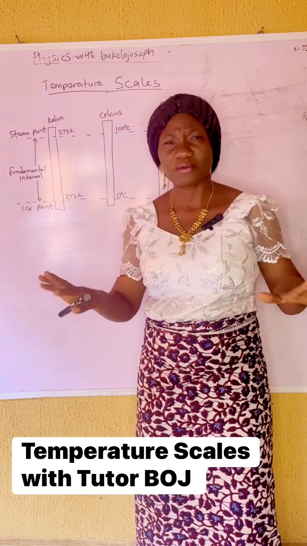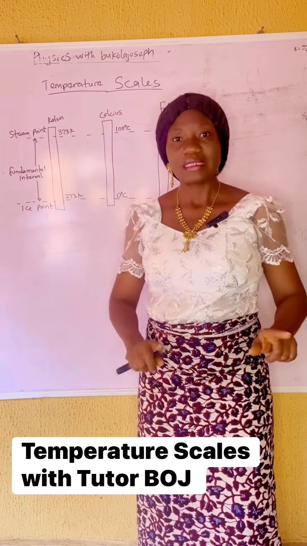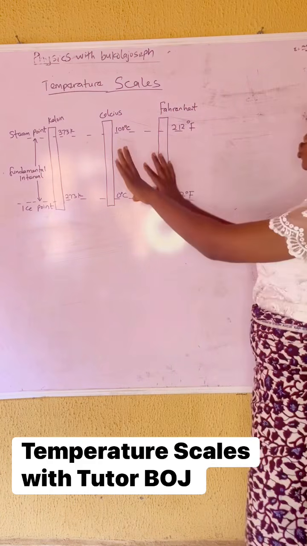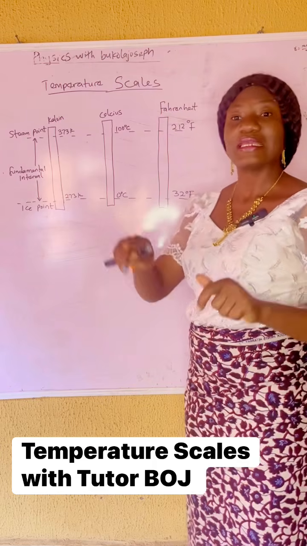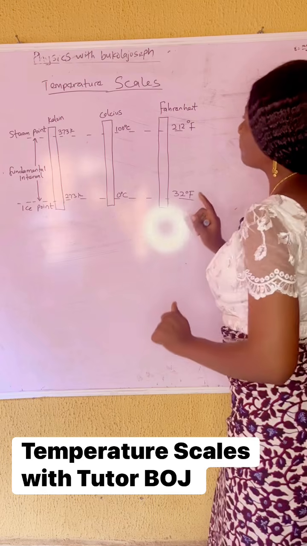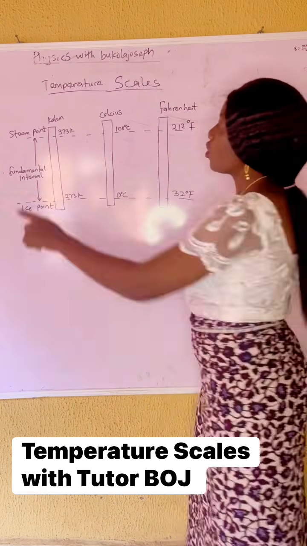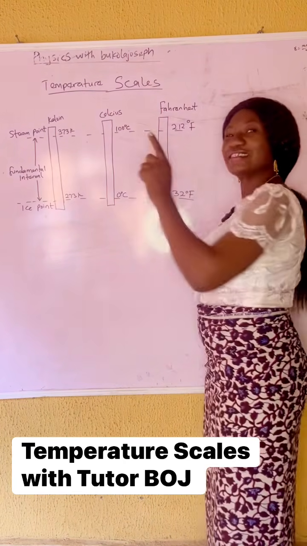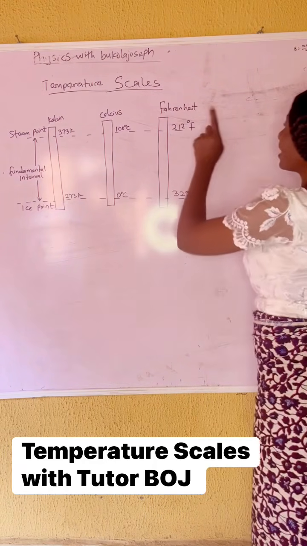There are different types of thermometers that can be used to measure temperature, but these thermometers are categorized into three scales. Now look at the scales on the board. We have the Kelvin scale, the absolute or Kelvin scale. Secondly, we have the Celsius or the centigrade scale. And thirdly, we have the Fahrenheit scale.